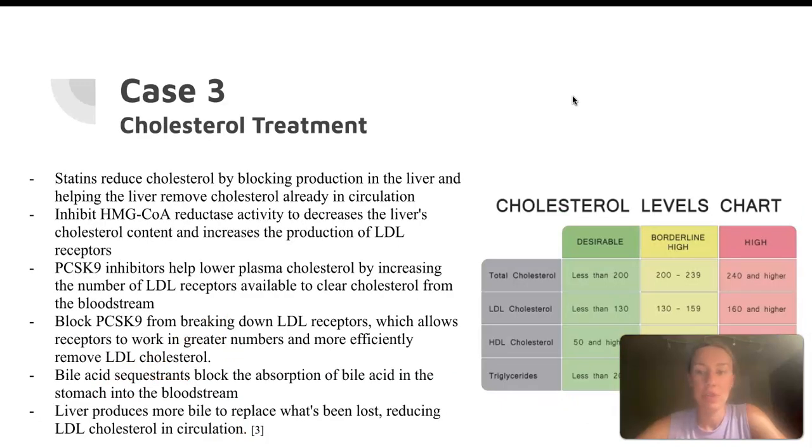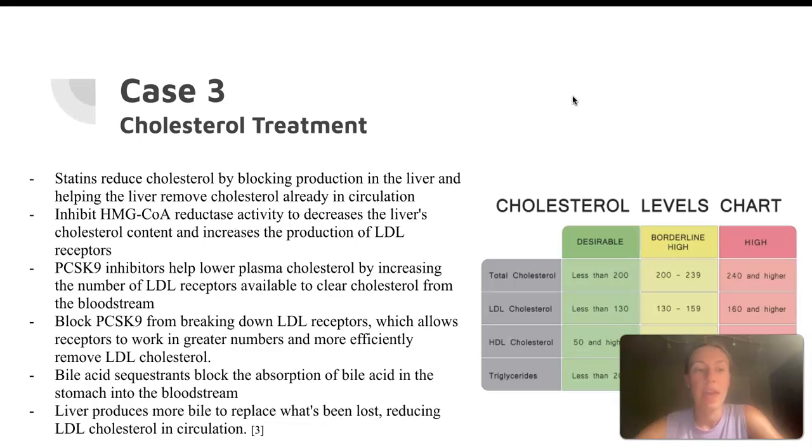And then for cholesterol treatment, the chart on the graph here goes along with the lab results on the last slide, but basically her total cholesterol was high, LDL was high, HDL was about 44, so it was a little low, not terribly low, and triglycerides were high too. So we want high HDLs and low LDLs, which she did not have. So we're going to try to make changes with medications such as statins, PCSK9 inhibitors, or bile acid sequestrants.